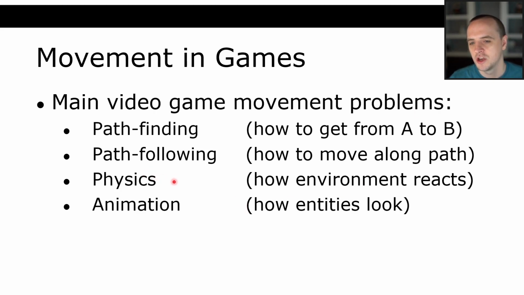Another problem, which you may not think is related to movement, but it really is, is the physics, right? So how do characters or entities in the game react with the game environment? For example, you may have a path figured out, but maybe part of that path has ice on it or something like that. Or maybe there wasn't something that collided there before, but now there is. So physics is a real part of movement in games.